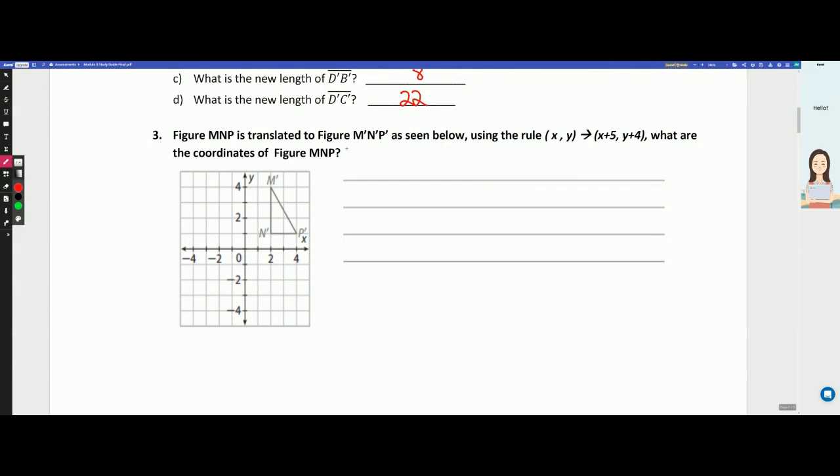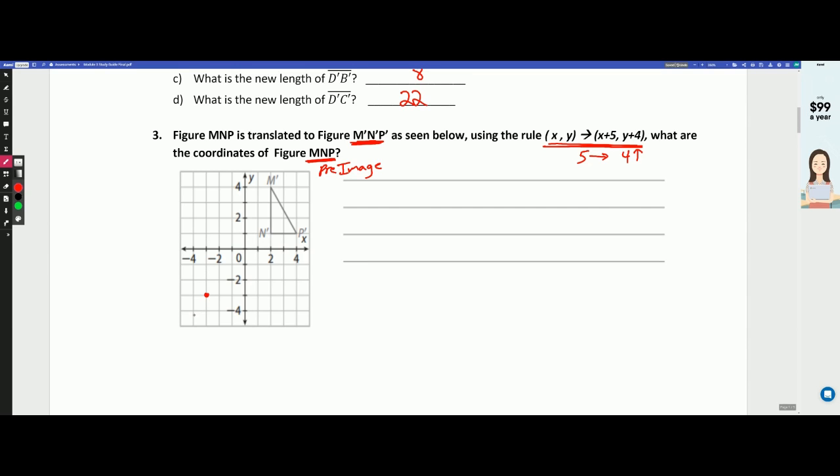So we basically have a situation of, where did we come from? We have M prime, N prime, P prime, and we know that we went this way. This was our heading; that's what our translation was. So where were we originally? What was our pre-image? We have to find our pre-image. So instead of going to the right 5 and up 4, we're going to go backwards, because we had to figure out where we came from. So left 5, 1, 2, 3, 4, 5, down 4 instead of up 4, 1, 2, 3, 4.